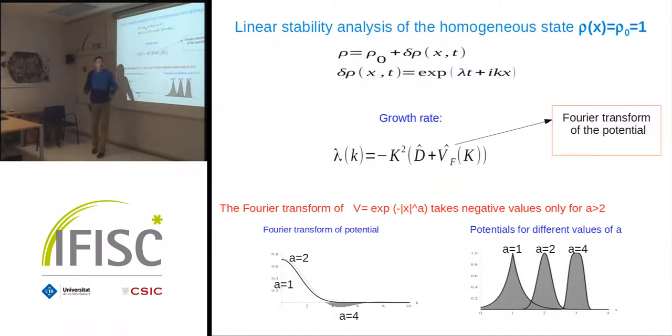If A is equal to 1, exponential decay, the Fourier transform of the exponential decay is always positive, and then you can never have patterns because lambda, the growth rate, is always negative. And it is well known that when A is larger than 2 for this type of potential, the Fourier transform can have negative values, and that's why we have this condition, or let's say this frontier in A, A larger than 2. This explains mathematically why you may have patterns for this type of potential, even if the particles are repelling.